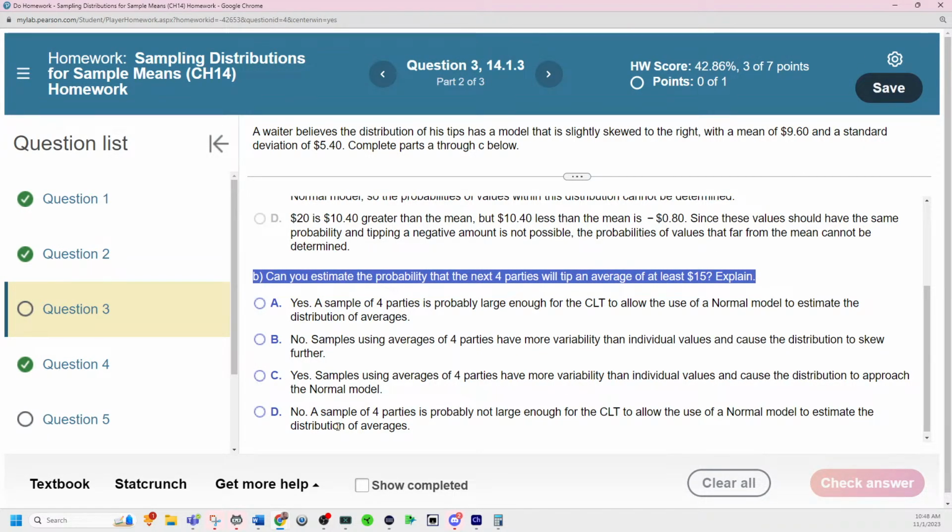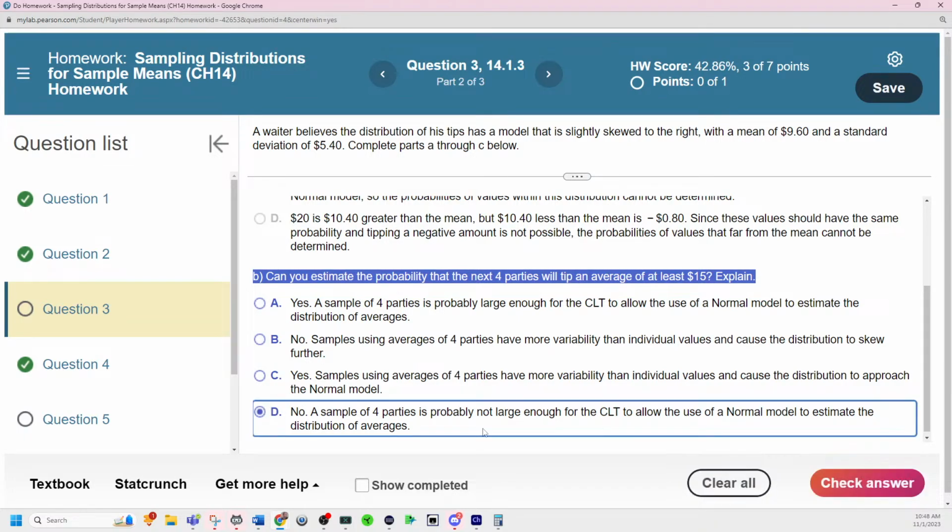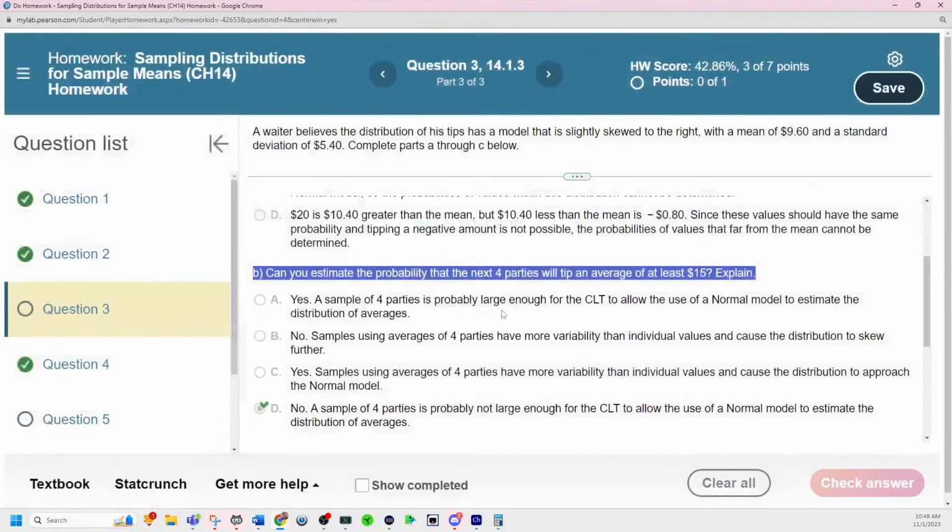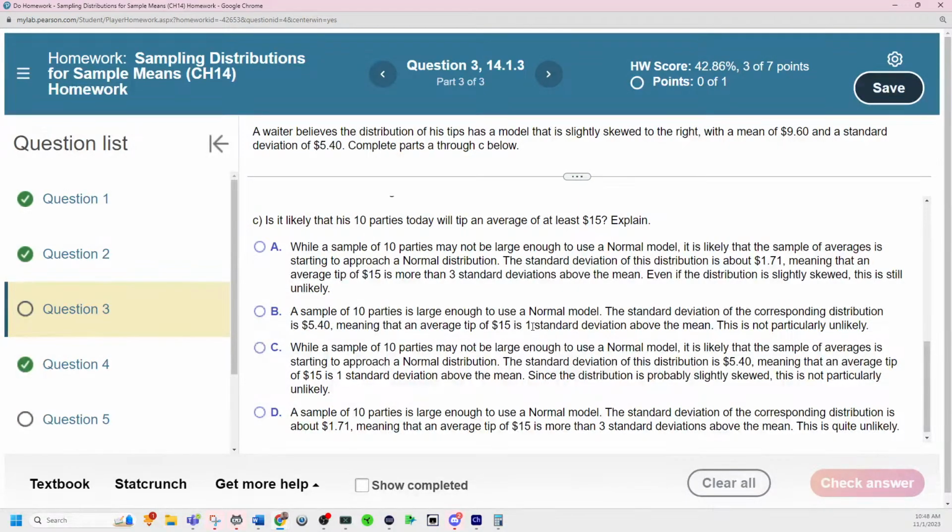I would say no, a party of 4 is probably not large enough. That looks excellent for the central limit theorem to kick in. And now it jumps up to 10. This is where it gets iffy. While a sample size of 10 parties may not be large enough, it is likely that the sample averages are starting to approach a normal. Okay, the standard deviation is going to be this. Divide the original one by square root of 10. That looks about right. Yeah, now we just need to check.